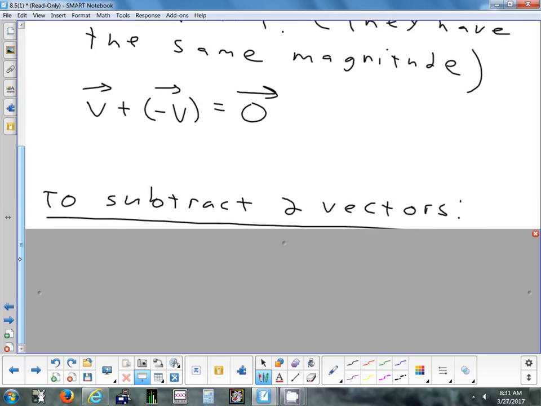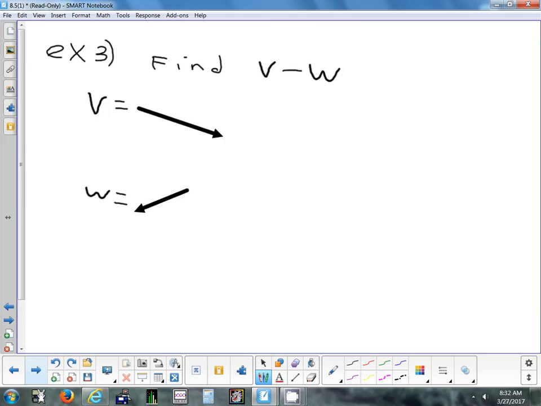So how do you think I could do something along this idea to add or subtract two vectors? I want to do it visually like I did before. But how do you think I could do v minus w visually using those two arrows?